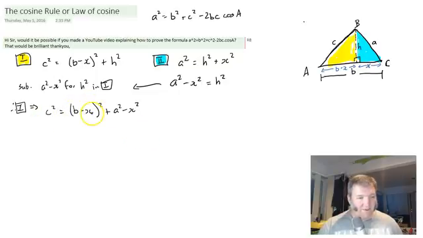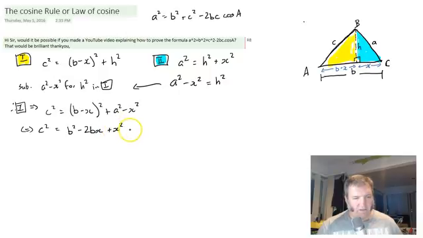Okay, let's expand this bracket, because that negative H squared, I can see I'm going to get a positive H squared out of there. Let's see what that's equivalent to. C squared equals B squared minus 2BX plus X squared plus A squared minus X squared. Hopefully you all followed that. Some of you won't have, though, I know that. What did I do to get from B minus X all squared? Where has this negative 2BX come from?